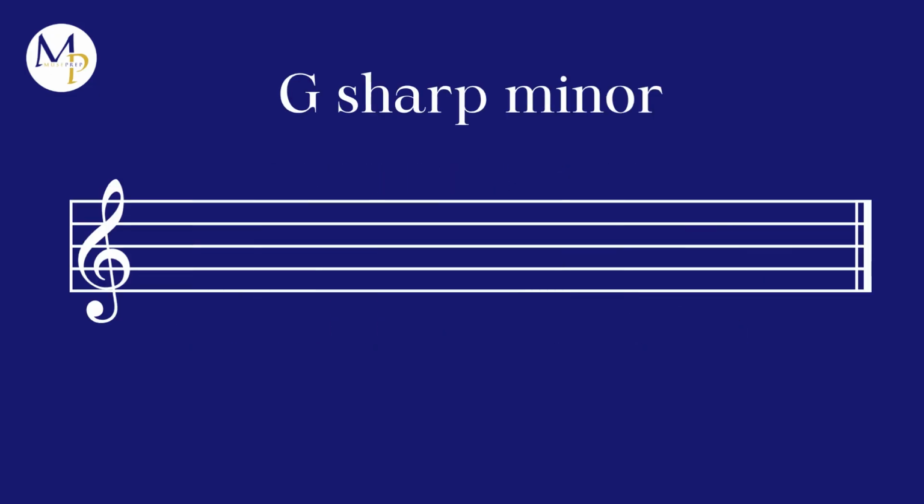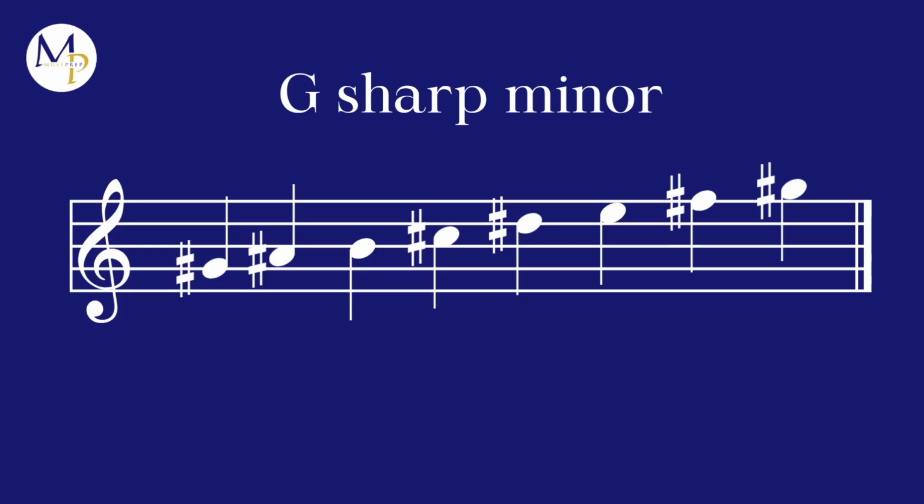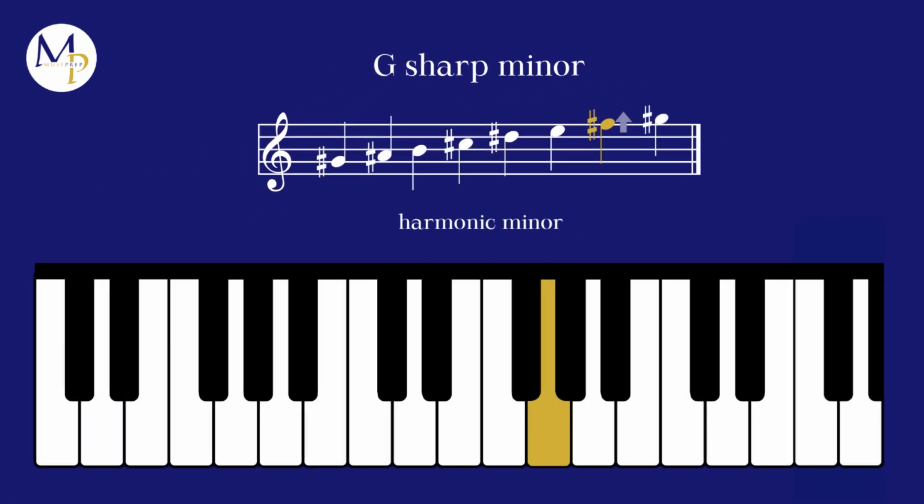Let's take G sharp minor as an example. The natural scale consists of G sharp, A sharp, B, C sharp, D sharp, E, and F sharp. For the harmonic minor scale, we raise the seventh degree. That means F sharp becomes one semitone higher. On the piano, this lands on the same key as G. But we do not write G, we write F double sharp.